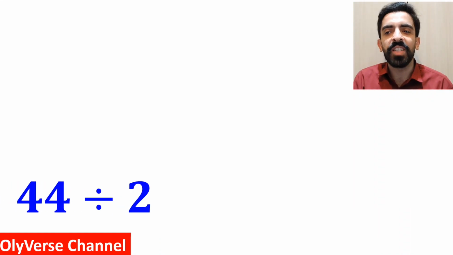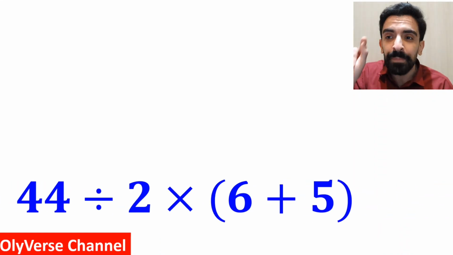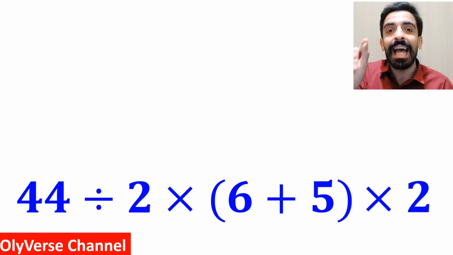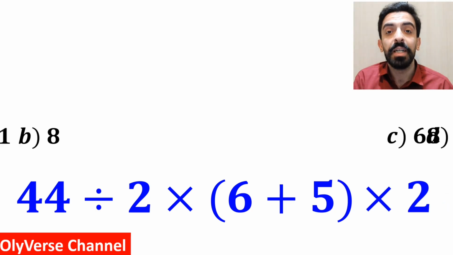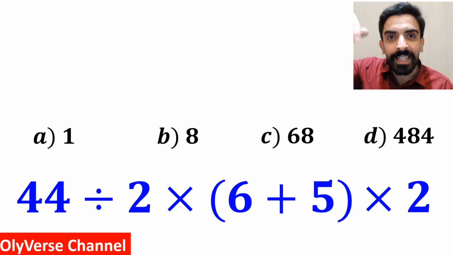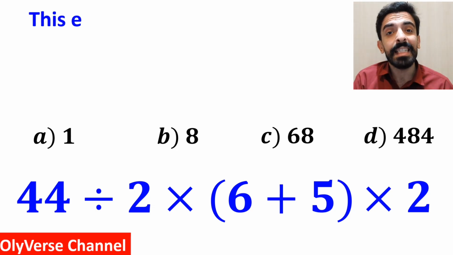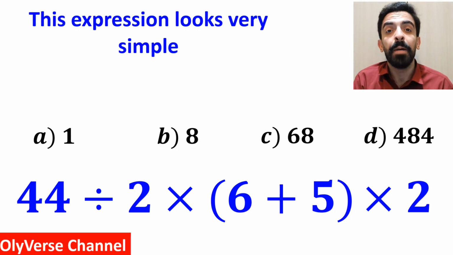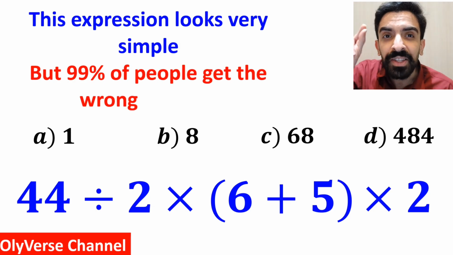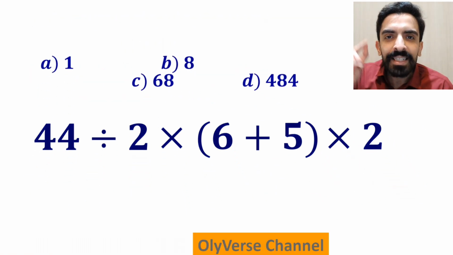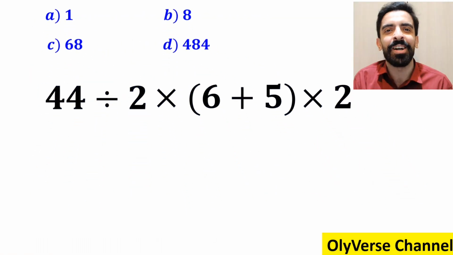What is the value of the expression 44 divided by 2 multiplied by (6 + 5) and again multiplied by 2? Which option do you think is the correct answer to this question? This expression looks very simple, but 99% of people get the wrong answer. Let's go step by step and solve it together.